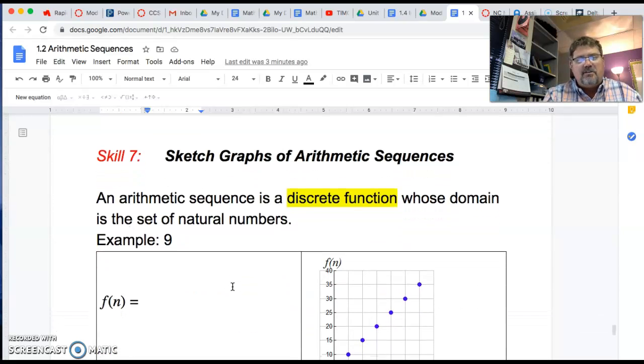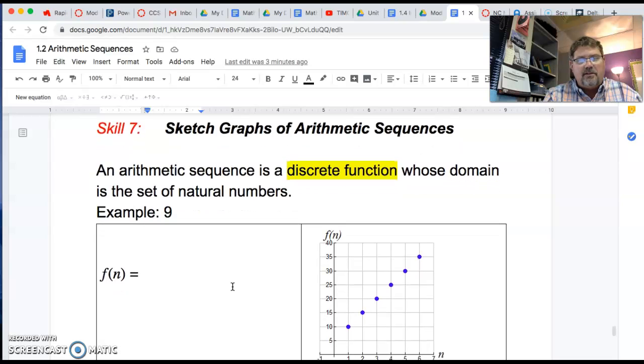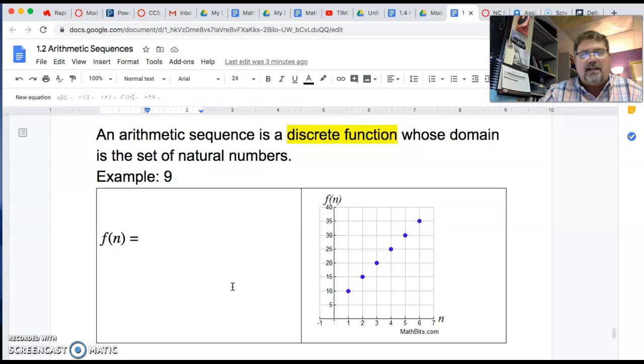All right, let's get down here to what we're really here to talk about. It says sketch graphs of arithmetic sequences. That's a skill we want to have, but I'm doing it a little bit in reverse here. I have a graph, and we're going to explain how this thing comes to be. I got this online, so that's why you see it says Math Bits down there.